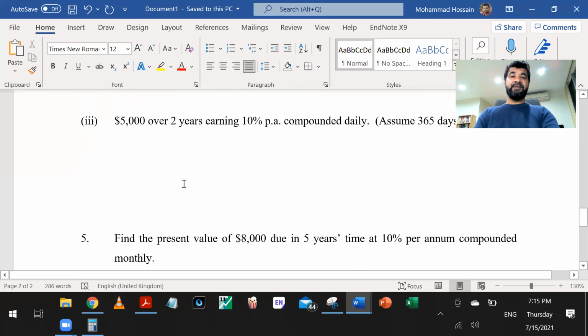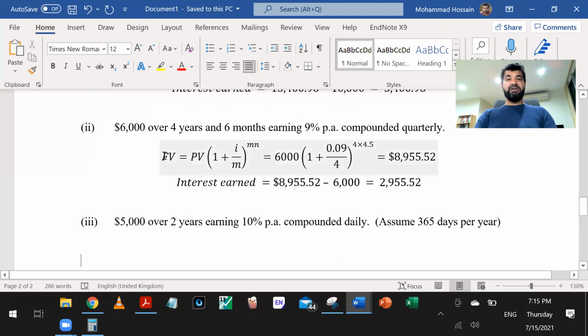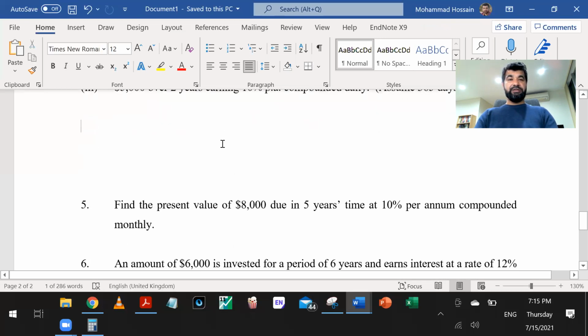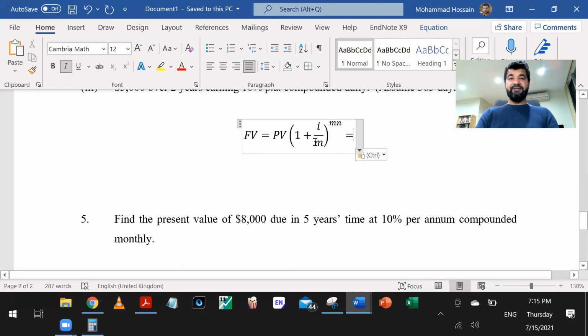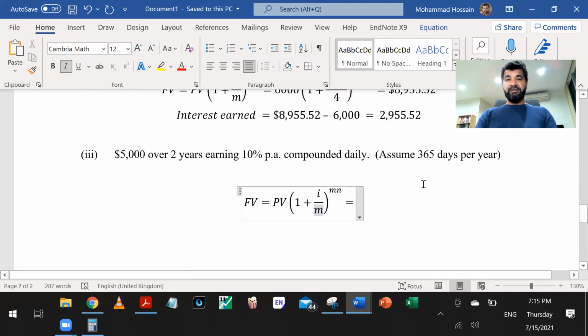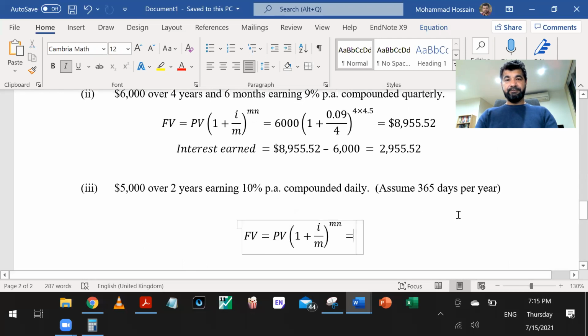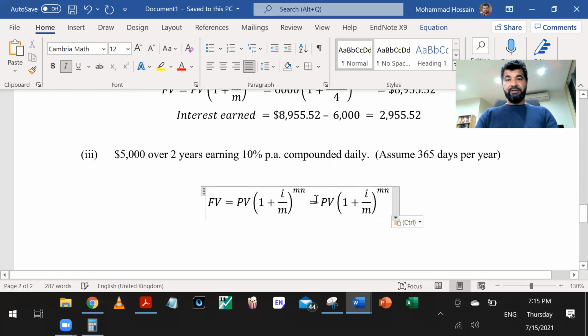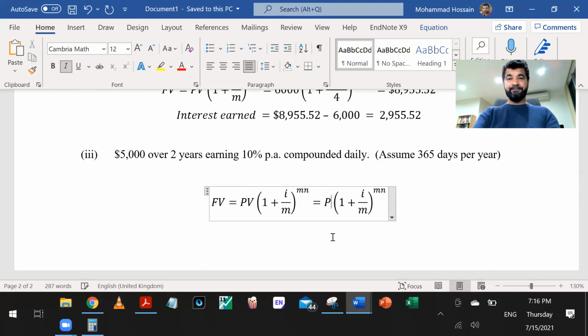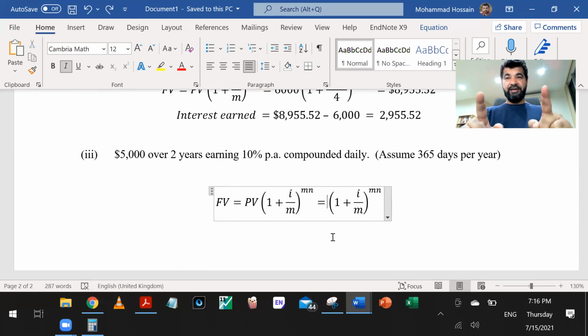Number three, $5,000 over 2 years, earning 10% compounded daily. Oh, wow. Oh, yeah, that's fine. We're going to do the same thing here, just m will be 365. Okay, compounded daily, right? Perfect. So it's 5,000. NetBank gives us these things, right? In the Commonwealth NetSaver, they do this, compounded daily.